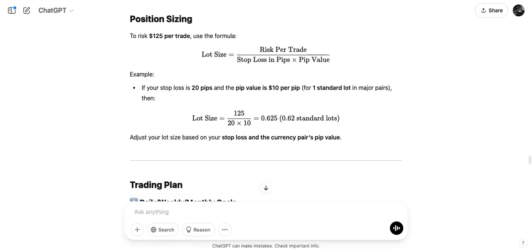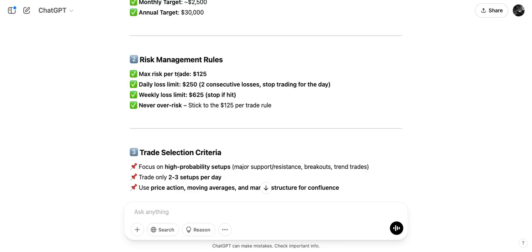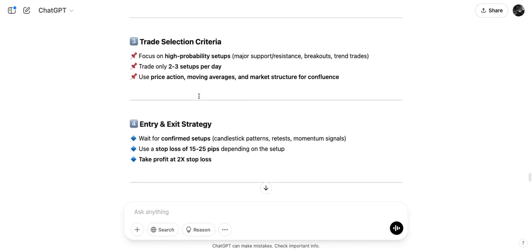So your metrics here. Okay, we've got the math formula, all that stuff. So this is the most important part here, though. Max risk per trade. See, this is what you're really focusing on. Every time you take a trade, you shouldn't be risking more than 125 bucks. Daily loss limit about 250. Weekly loss limit about 625.